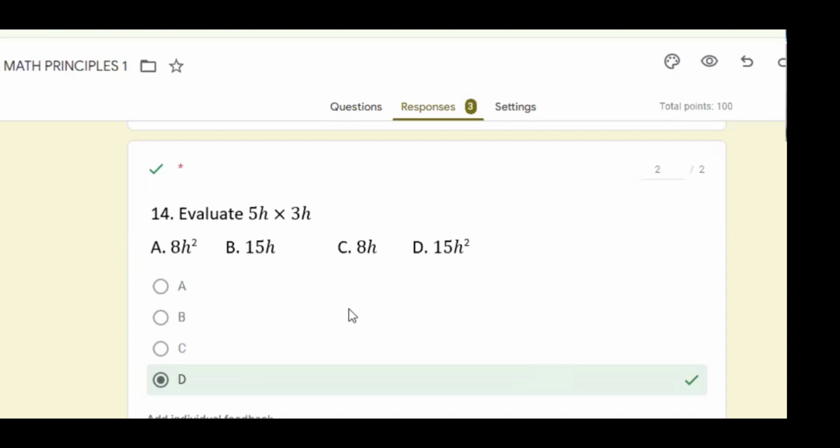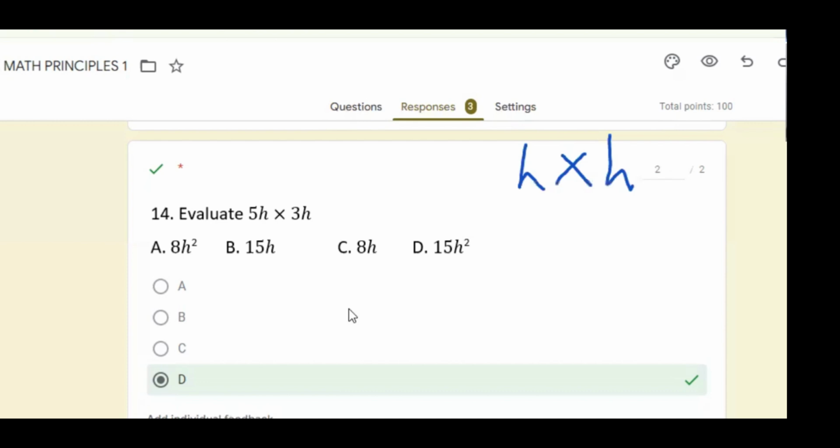So number 14. Since we can see it's times 3, you're going to times 5h and 3h. So 5 times 3 equals 15. We still have the h's. That h is like 1h, so we are going to add the h's. That will give us 15h to the power of 2.